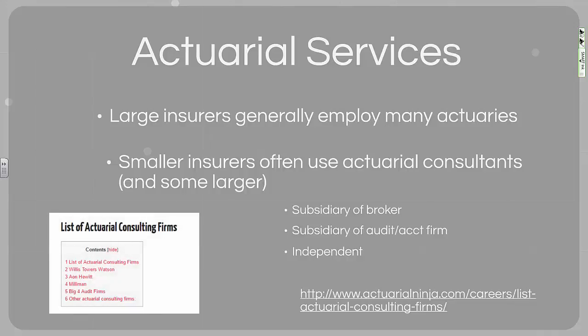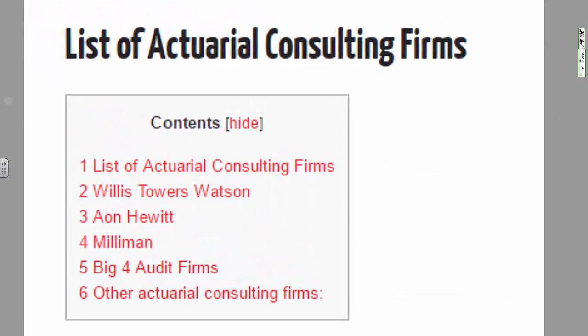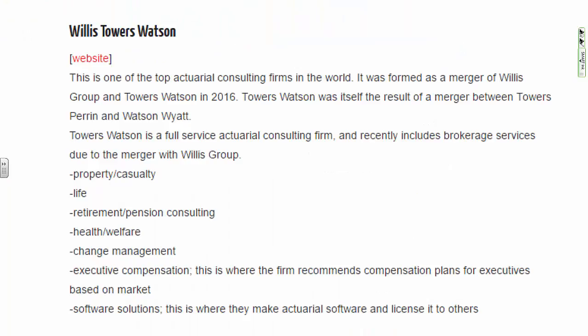Let's look at an excerpt from this website. These are some of the actuarial consulting firms. Let's look more closely. Willis Towers Watson is one of the top actuarial consulting firms in the world. It was formed as a merger between Willis Group and Towers Watson in 2016, where Willis has long been one of the largest primary insurance brokers in the country. Towers Watson was itself the result of a merger between Towers Perrin and Watson Wyatt, both very large accounting firms as well as actuarial consulting.